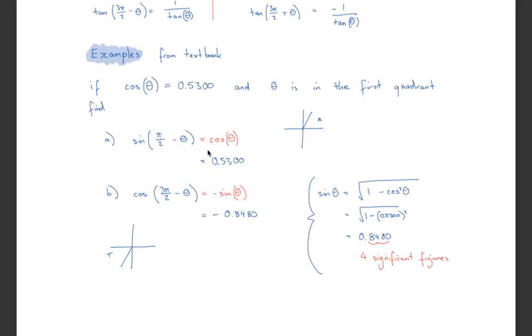You can think of that in another way. We could have sketched out that angle, pi on 2 minus theta. That would put us in the first quadrant. In the first quadrant, we're dealing with positive cosine of theta.